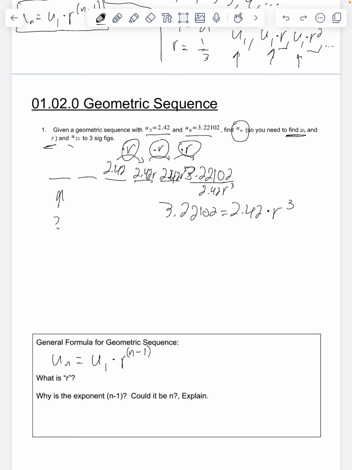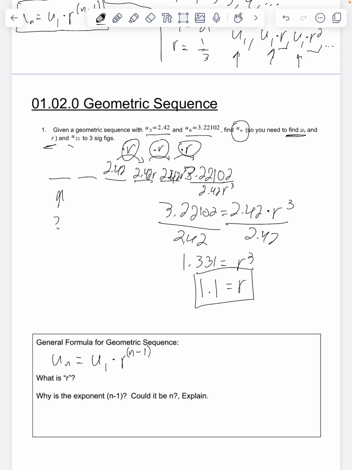So now we just jump to the calculator. I'm going to divide both sides by 2.42. Let me just check my calculator real quick here. If I do 3.22102 divided by 2.42, sorry, you can't see my calculator, I get 1.331 equals r cubed, and then we just cube root or take it to the 1/3 power, and we get r equals 1.1.